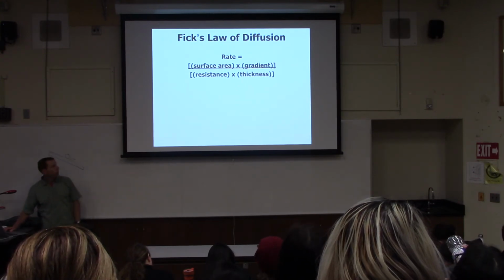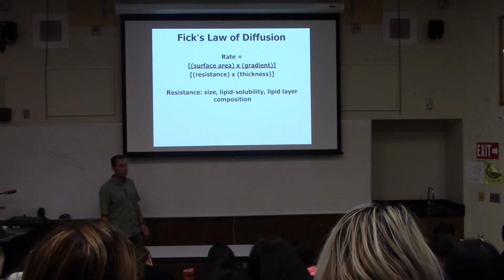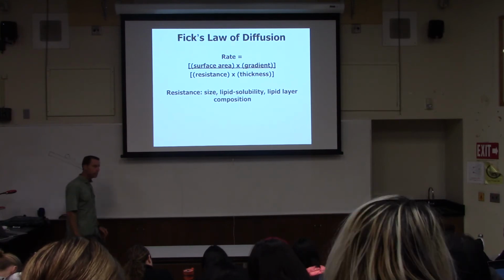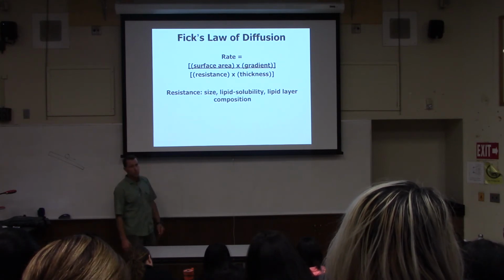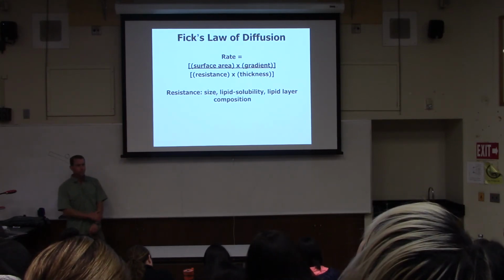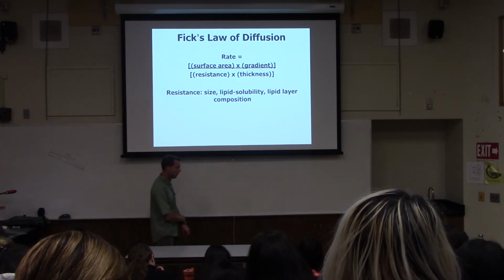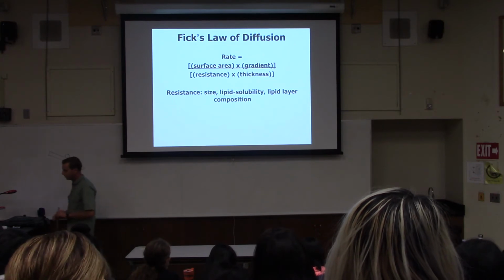Okay. So what do we mean by resistance? Well, that can involve the size of the particle. So if it's bigger, that's more resistance. Lipid solubility. So if it's not lipid soluble, then there's more resistance. Lipid layer composition. So what is that membrane made of? Right? There could be molecules in there that can reduce the ease of diffusion across it.